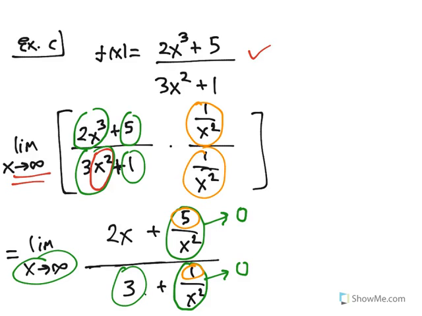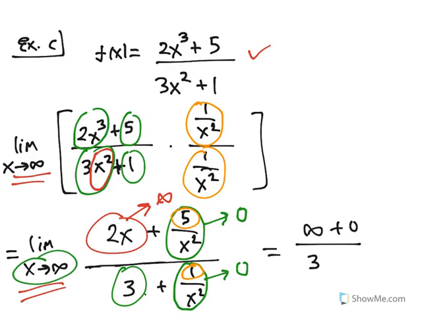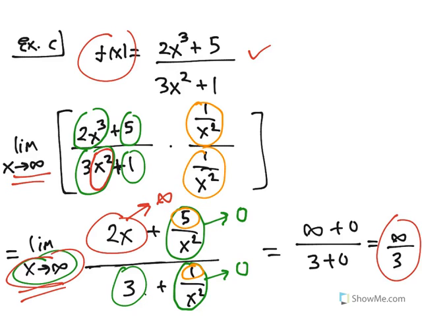3 is not affected because it's just a constant, but look at this one here, 2x. As x gets larger and larger, 2 times x will also get larger and larger. So this goes to infinity. So what we have here for the limit is infinity plus 0 over 3 plus 0. Basically, what that tells you is that as x goes to infinity, the output values from the function f will also go to infinity. So here we have an infinite limit at infinity.